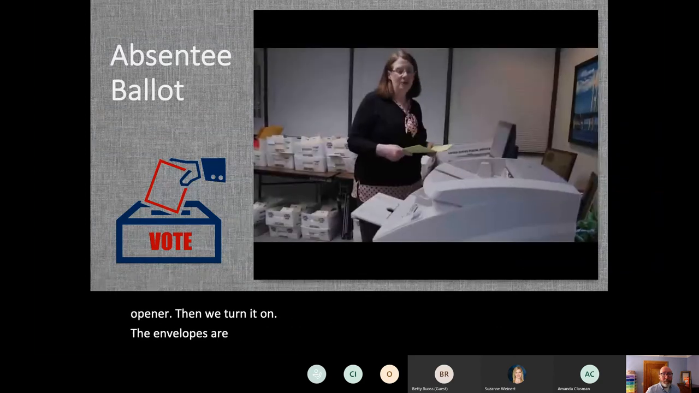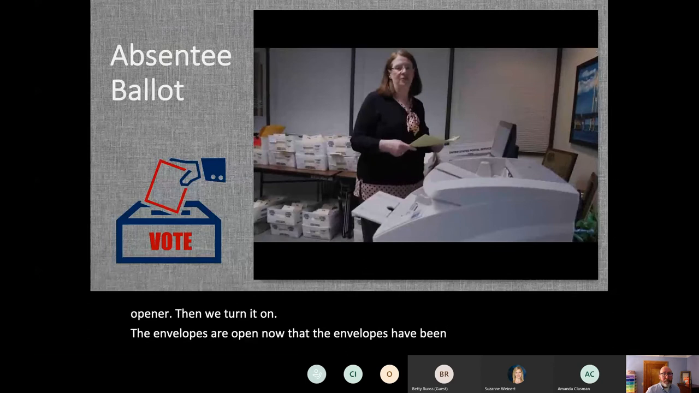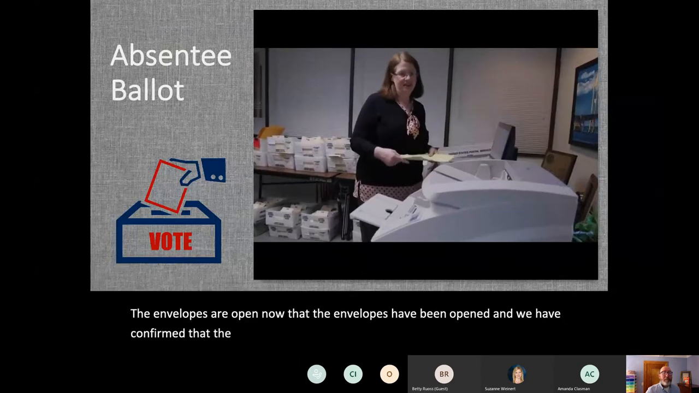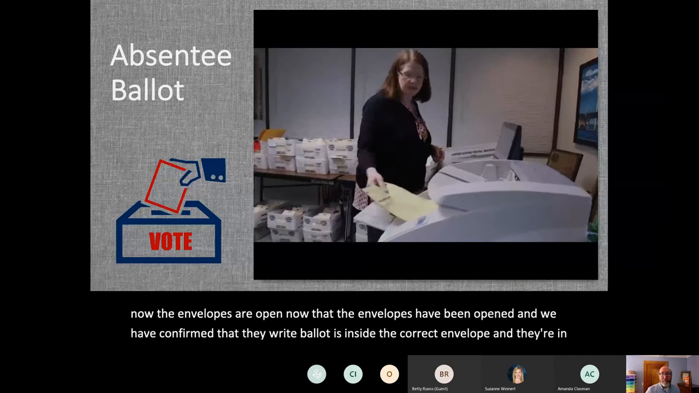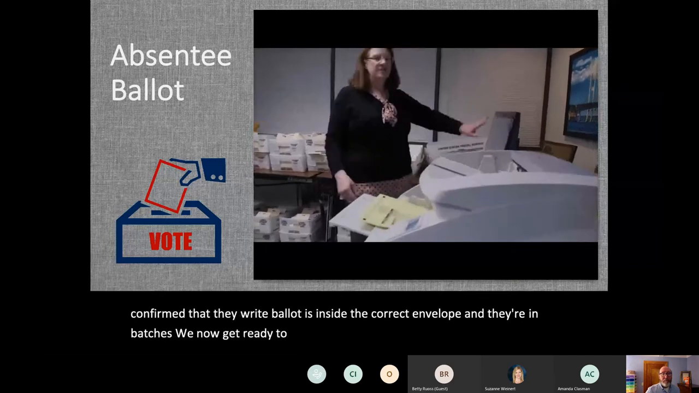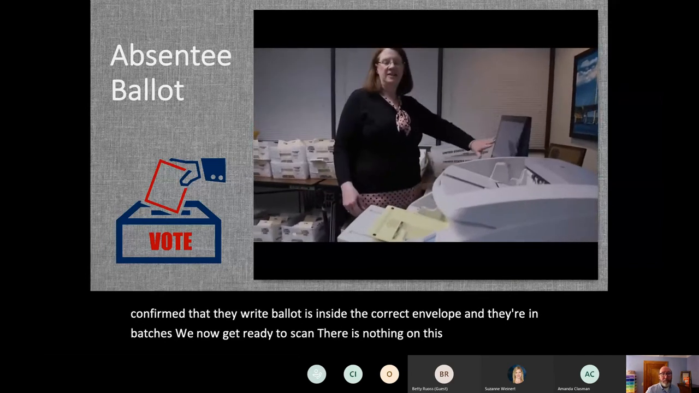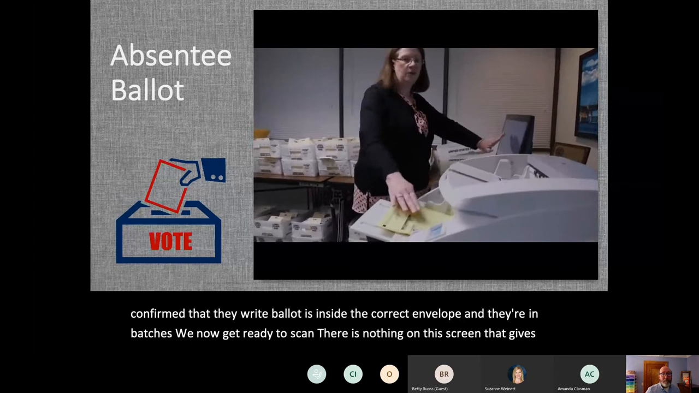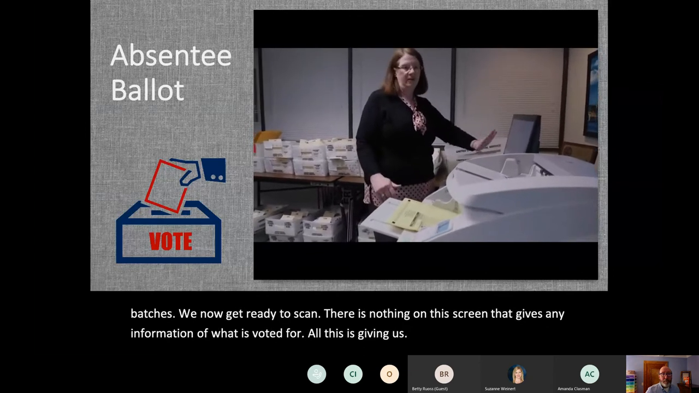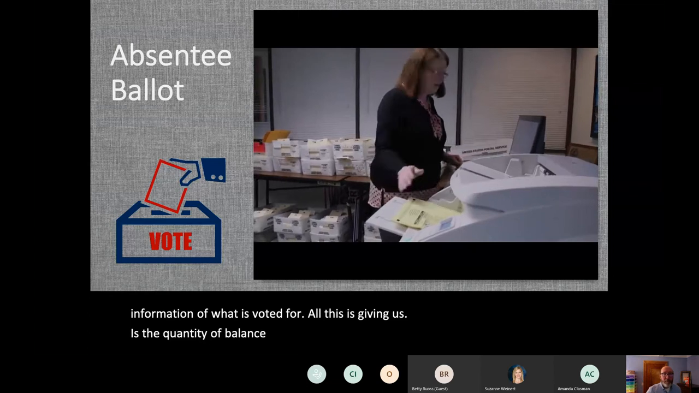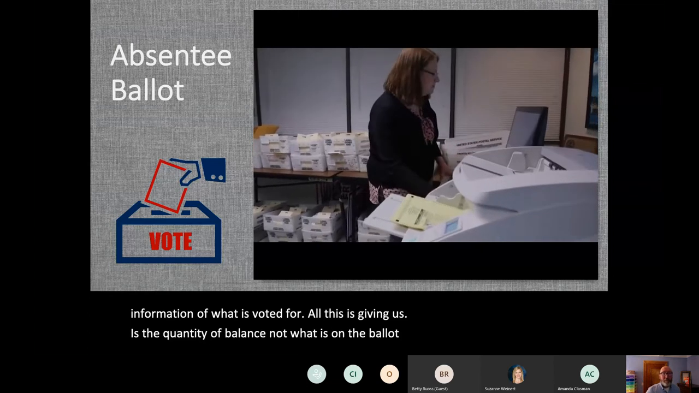Now that the envelopes have been opened and we have confirmed that the right ballot is inside the correct envelope and they are in batches, we now get ready to scan. There is nothing on this screen that gives any information of what is voted for. All this is giving us is the quantity of ballots, not what is on the ballot. So now we are ready to scan.